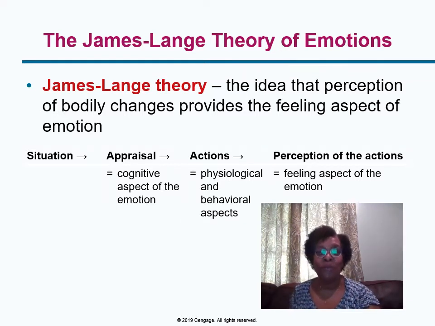So just remember, the James-Lange theory is the idea that perception of bodily changes will provide the feeling aspect of your emotion. You'll be hit with the situation. You're going to stop to appraise that situation, think about what's going on, which is that part of the emotion. Then you'll act on that, those physiological and behavioral changes. And then your perception of the action itself would actually create the emotion.